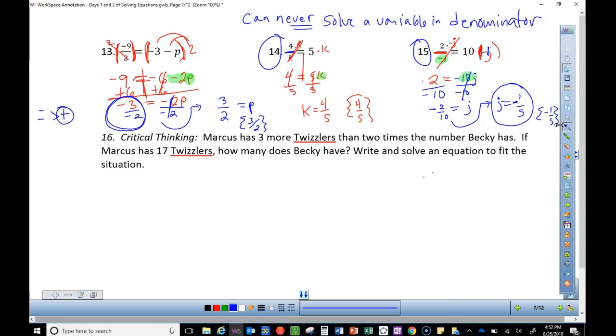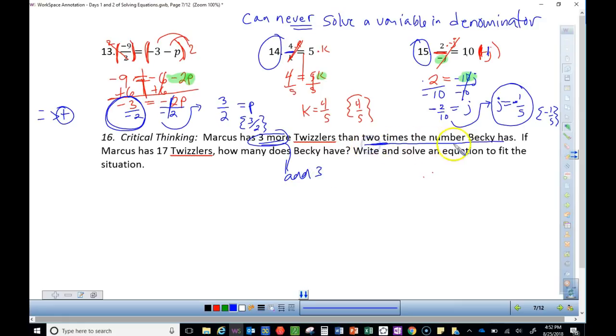All right, let's see if we can use some of this to solve actual real problems. So Marcus has 3 more Twizzlers than 2 times the number Becky has. 3 more means we're going to add 3. So that means add 3. What are we going to add 3 to?